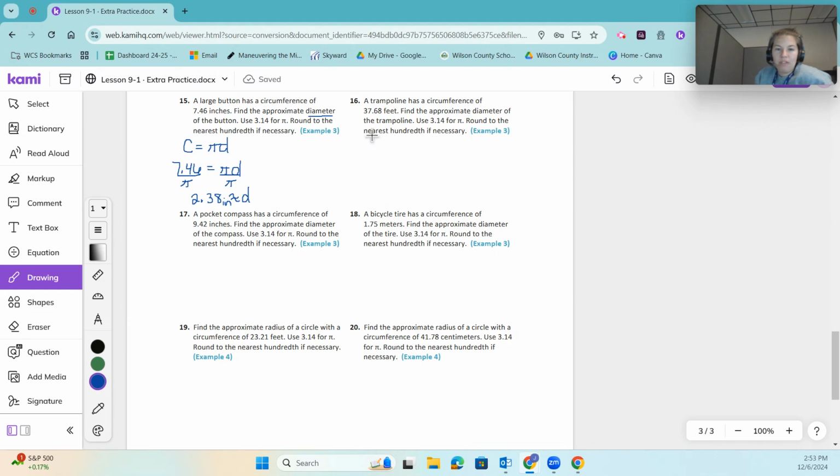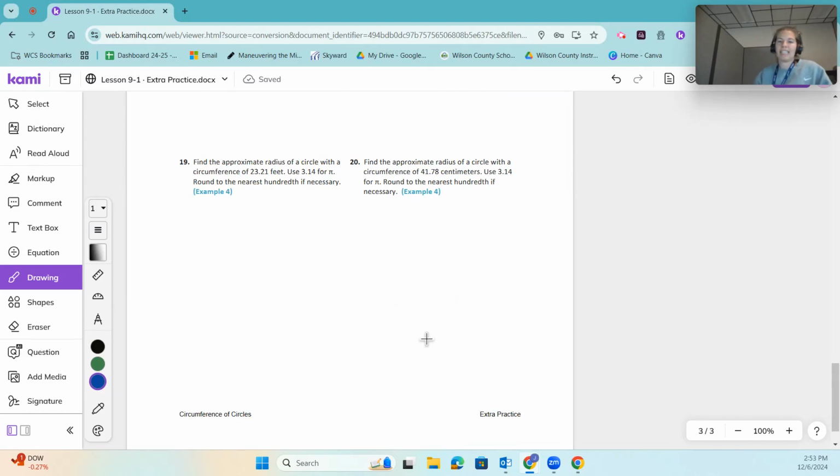A trampoline has a circumference of, so again, they give you the circumference equals pi times the diameter. So if I'm finding the diameter, I need to divide by pi in order to find it. So I have 37.68 divided by 3.14, and that is 12. So your diameter is approximately 12. Okay, there are several more like that you can try.